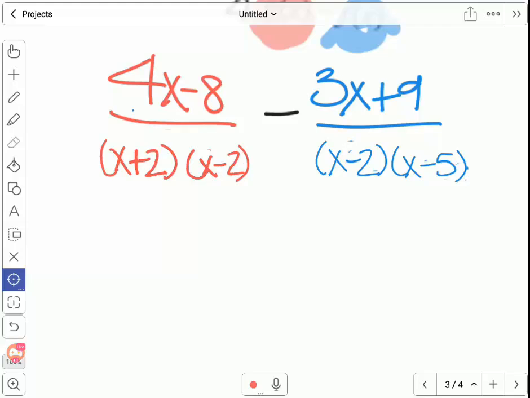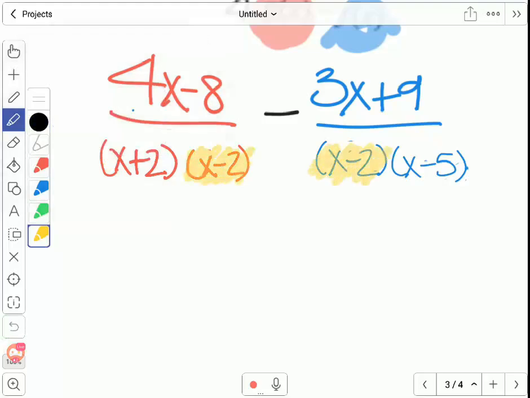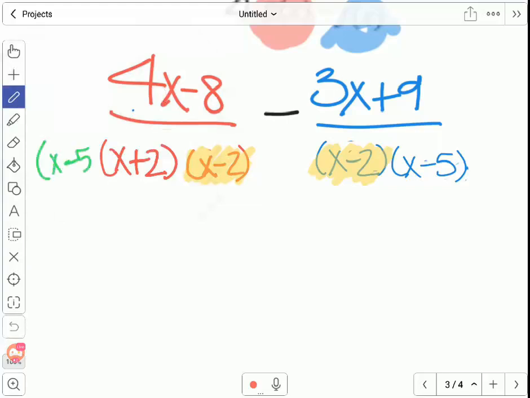So we've already factored that, and the factoring is helpful because we can see that both of them have x minus 2. So I don't have to worry about that. All I have to figure out is what's different, what are the discrepancies there, and then multiply by that. So that means that I need to multiply the fraction on the left by x minus 5.